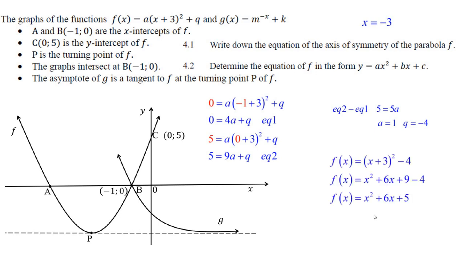And let's see what the next question is here. Oh, determine the equation of f. Well, now that we know that q is minus 4 right here, the y-coordinate right there, we can just go (x plus 3) squared, subtract 4, work it out. There's the equation in the form ax squared plus bx plus c. All done.